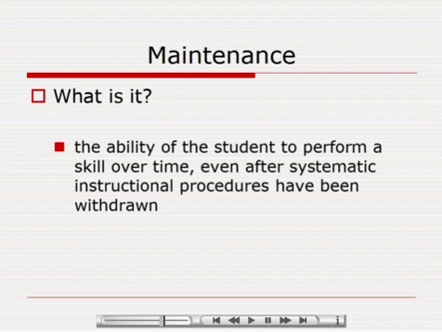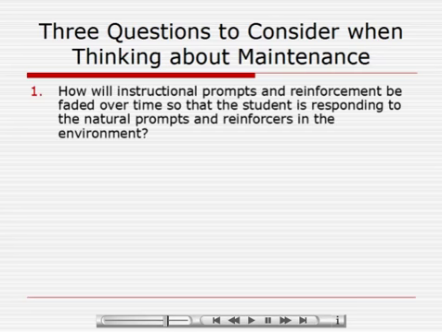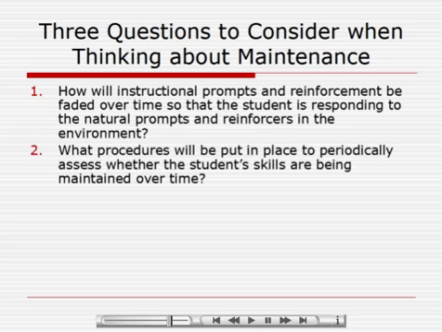The next term we're going to talk about is maintenance, and generalization and maintenance sort of go hand in hand, but maintenance is the ability of the student to perform a skill over time, even after systematic instructional procedures have been withdrawn. We've talked in the last tutorial on reinforcement and in the class session on prompting about fading prompts, fading reinforcement, and fading is essential to ensure maintenance over time. So fading and maintenance really go hand in hand.